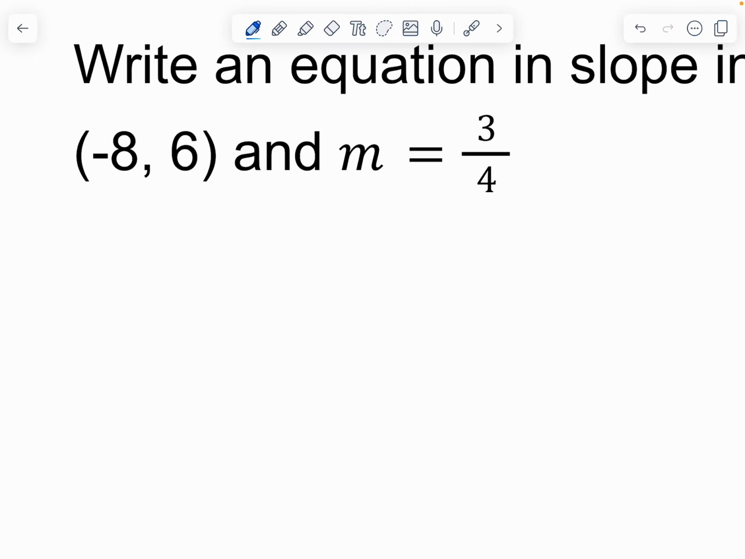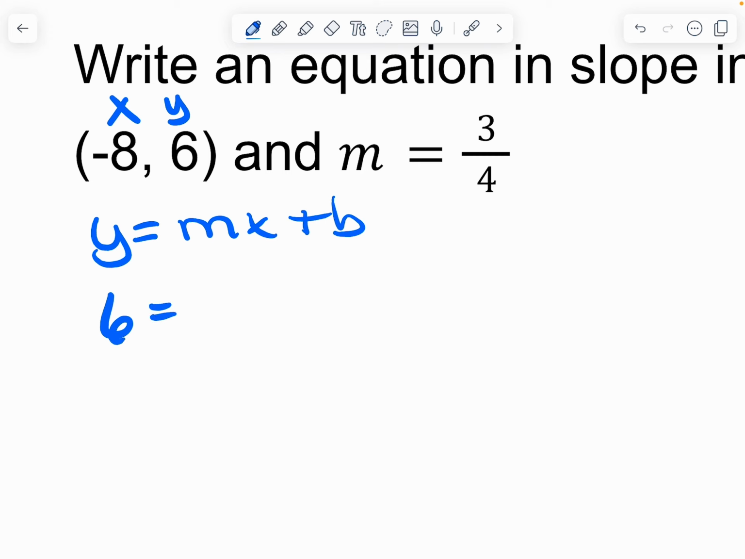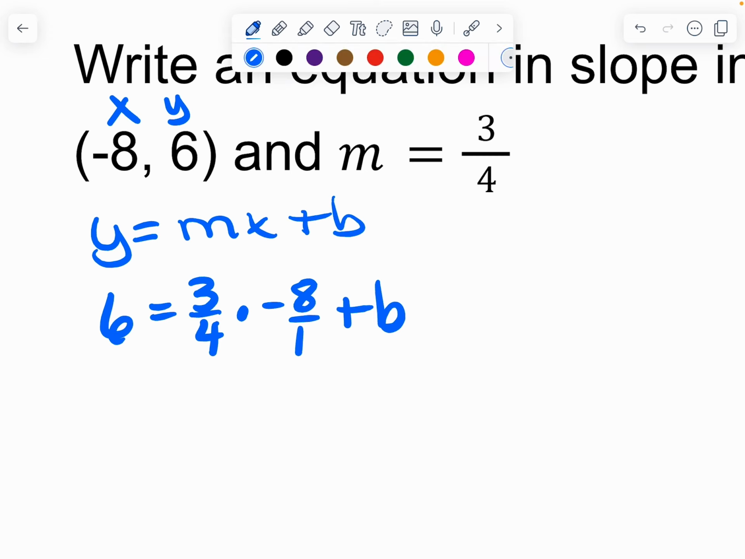So remember, we've got y equals mx plus b. This is my x value. This is my y value. I'm going to replace the y with 6, the m with 3/4, the x with -8, plus b. Now hopefully you remember how to cross cancel, because that'll make life so much easier.